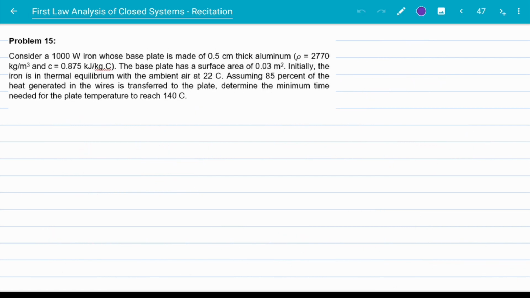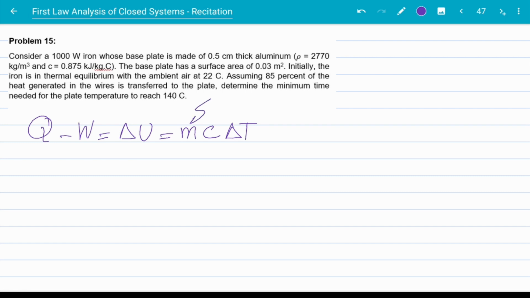Okay, the final problem. Now we have an iron, it's 1000 watts. The base plate of this iron is 0.5 centimeter thick aluminum. The surface area of the base is given, and we are assuming that 85% of the power input of the iron goes directly into heating the plate. We want to know how long it takes for the iron plate to reach the temperature of 140 degrees Celsius. So it is very easy. I'm going to say Q minus W is the change of internal energy. Now for a solid, the change of internal energy can be written as mass times C delta T.